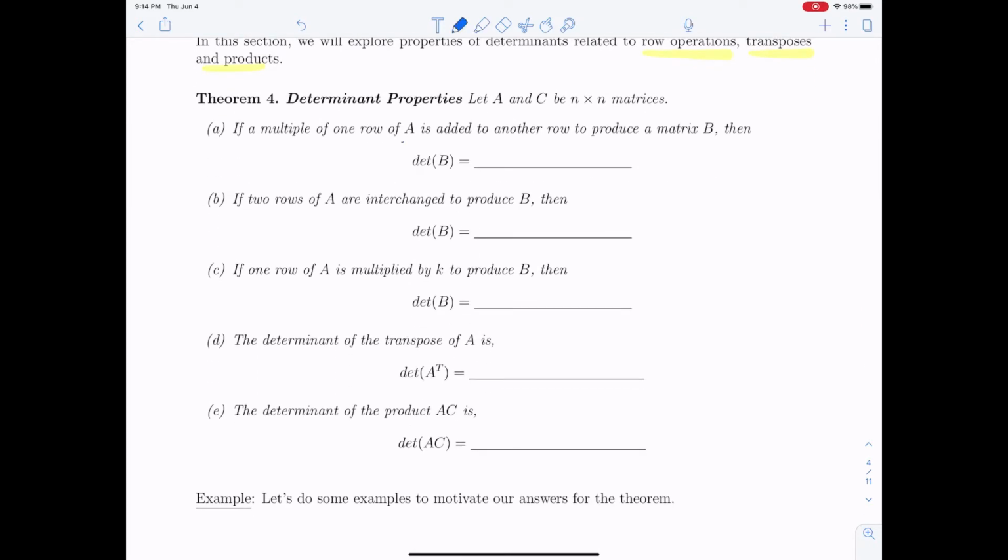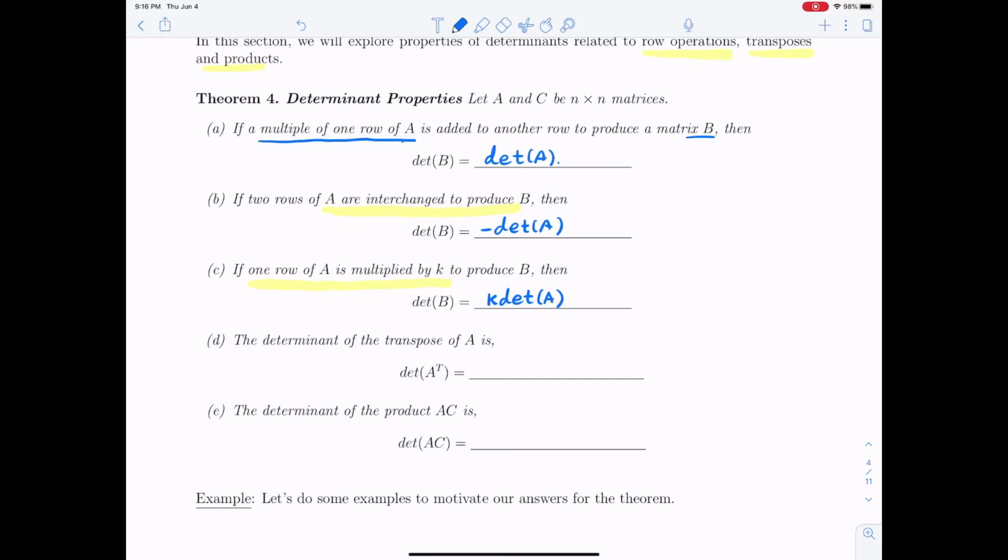So first of all, if you apply a row replacement, which means you add a multiple of one row of A to another row to get the matrix B, then the determinant of B is the same as the determinant of the original one. And if you interchange two different rows, then you get the opposite of the determinant of A. And if you scale one row by a factor of k, then you can expect that the determinant gets k times larger than the original one. So the determinant of B is the same as k times the determinant of A.